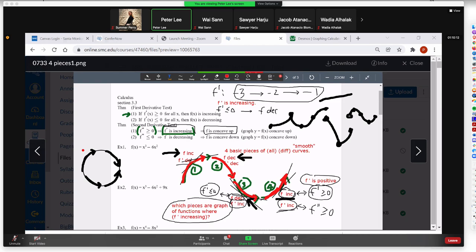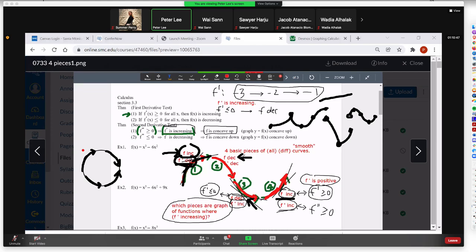Now let's look at f prime. If you look at number 1 curve, note that f prime is decreasing. What does it mean? If you look at the so-called tangent lines here and here and there, the slope of the tangent line is actually decreasing. It's like 5, and then 4, 3, 2, and then now it's 1.5. So if you look at number 1, f is increasing, but f prime is actually decreasing. That's number 1 piece. Now let's look at number 2 piece.